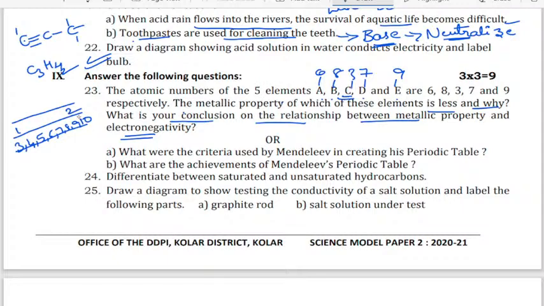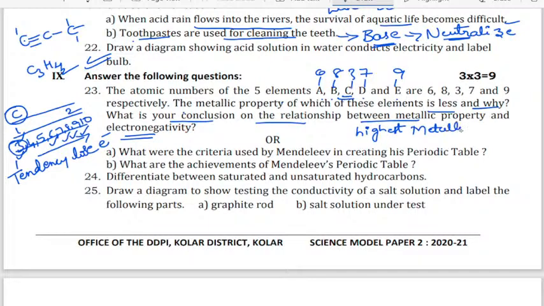So among these, what happened? 3 comes first, then comes 6, then 8, then 7 and also 9. When we compare all these, this one is having more metallic property. What is meant by metallic property? Metallic property is nothing but the tendency to lose electron. When we compare all these elements, this element C can easily lose electron because it has only one electron in its outer shell. So the highest metallic property is for the element with the atomic number 3, that is C.